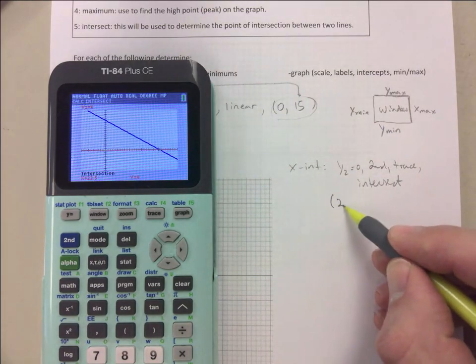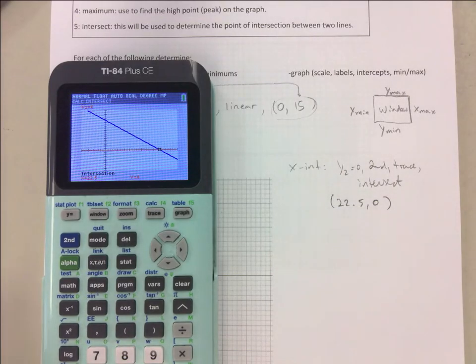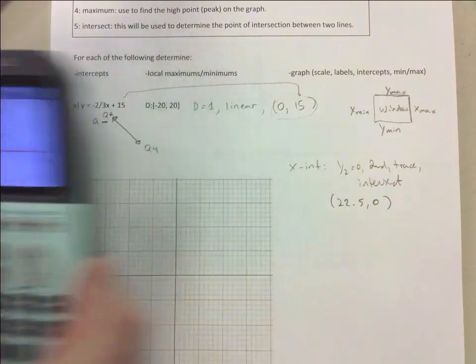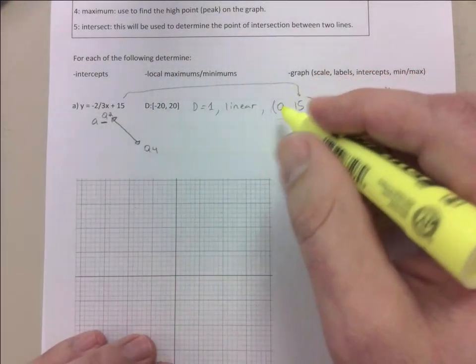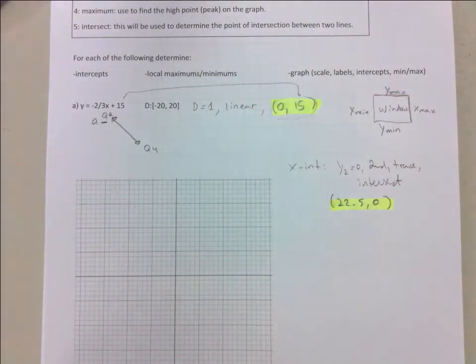Okay? So 22.50 is my x-intercept. I'm going to highlight these because you need those to graph. Okay?